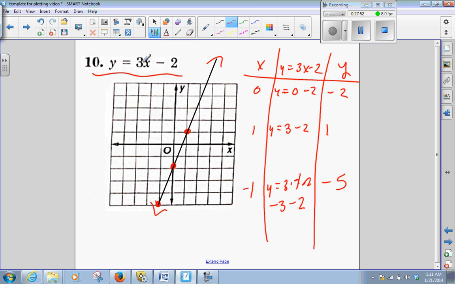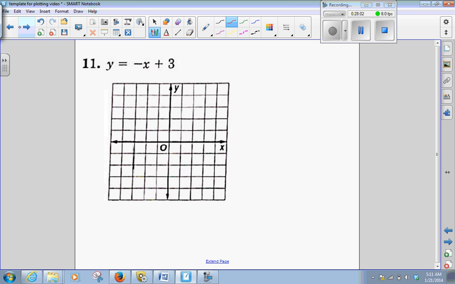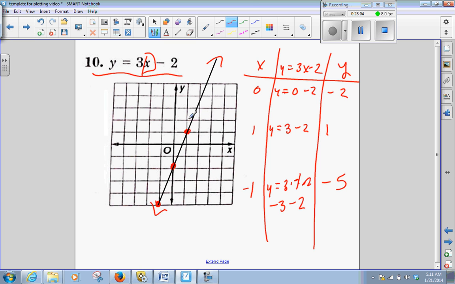You're going to pick values for x that you want. You're going to put them in and figure out what the y value would be. Then you're going to graph those 3 points. And even if you don't choose the same points that I choose, the line still should look the same. Although I recommend sticking to these small ones, the 0, the 1, and the negative 1. But you certainly don't have to.